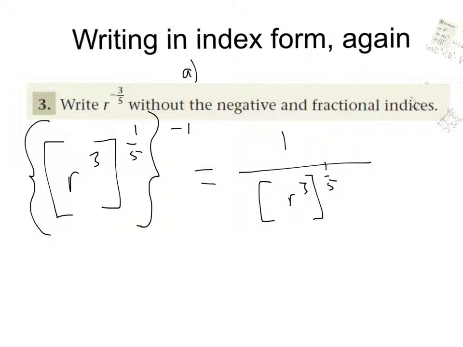How do we get rid of fractional indices? Well, we write it as roots. So it's going to be the 5th root. So it's the 5th root of r to the power of 3. And there's an answer that has neither a fractional nor a negative indice.